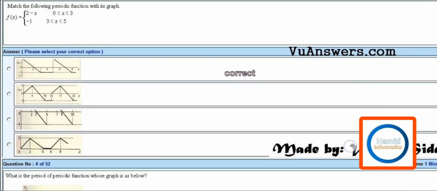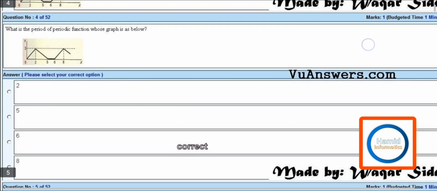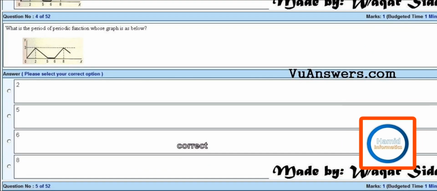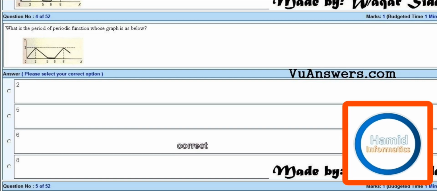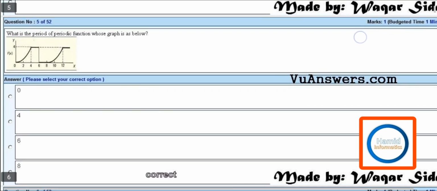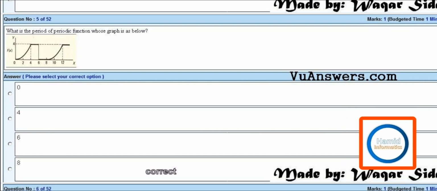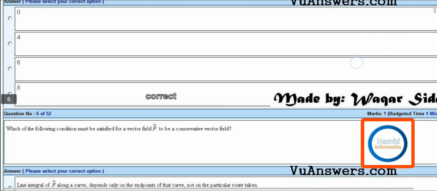Okay, this figure will be made. Next one is, what is the period of periodic function whose graph is as below, and the answer is 6. Next one is, what is the period of periodic function whose function is as below? The figure is, and the answer is 8.